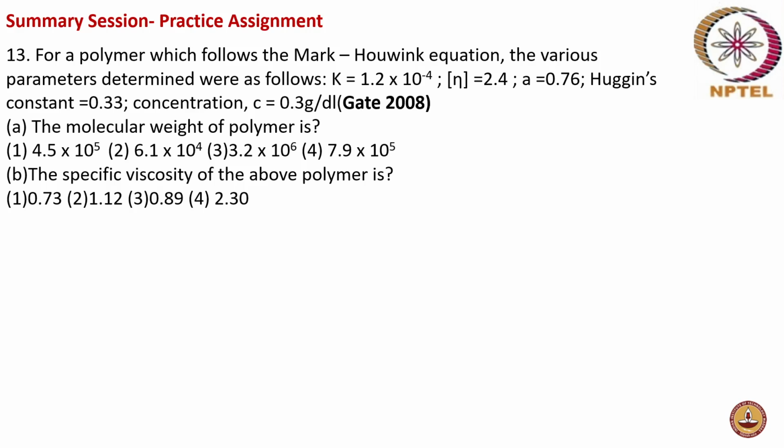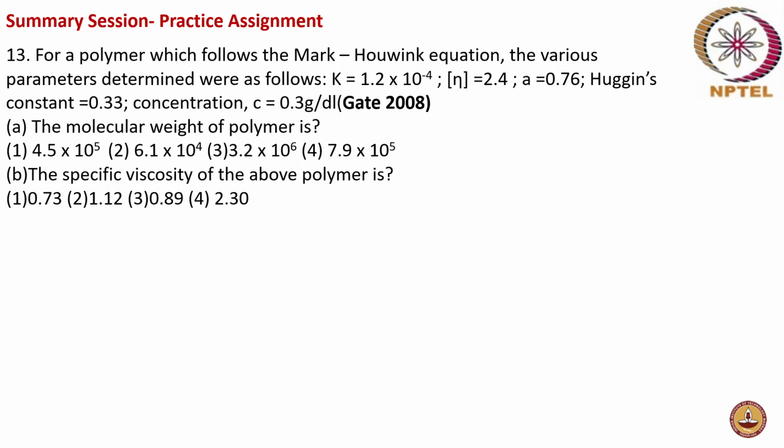Eta is equal to k into m to the power a. That is, intrinsic viscosity is equal to k into molecular weight power a. Yes, that is your Mark-Houwink equation. So do you have all the parameters except the molecular weight? Yes. So then you can obviously calculate the molecular weight, right?